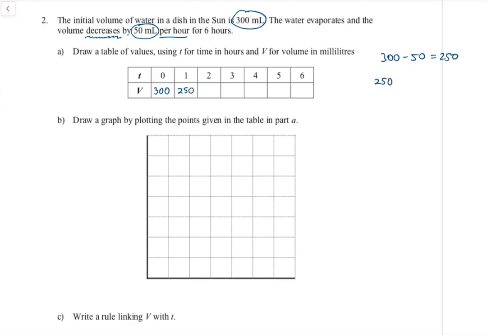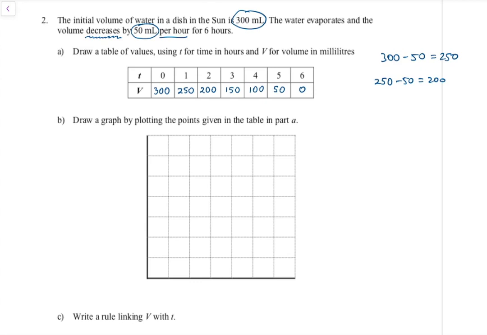Next hour, we had 250 and we've lost 50, so that's going to be 200 millilitres left. And you can see we're going down by 50 every hour because we're losing 50 millilitres every hour. 200 take 50, 150. 150 take 50, 100. 100 take 50, 50. 50 take 50, 0. That actually means after 6 hours there's no water left in our dish because it's all evaporated.